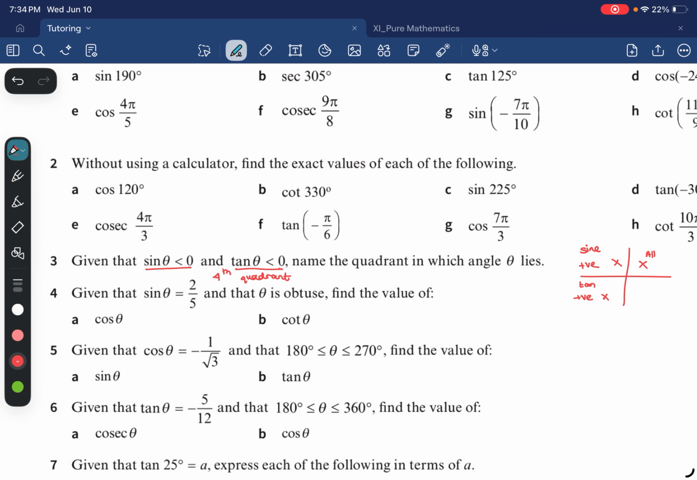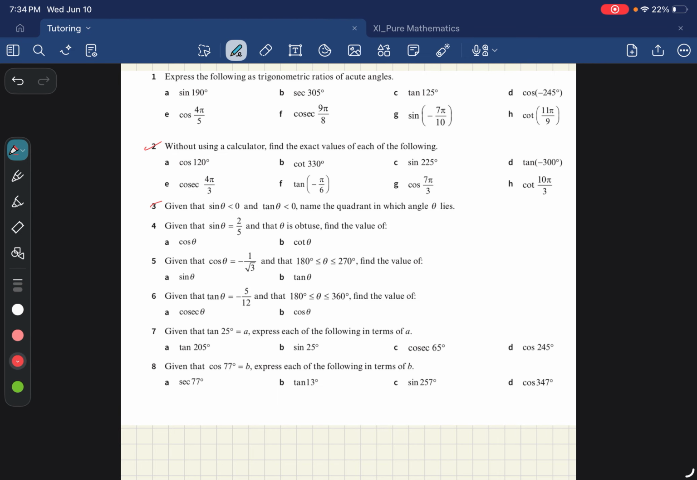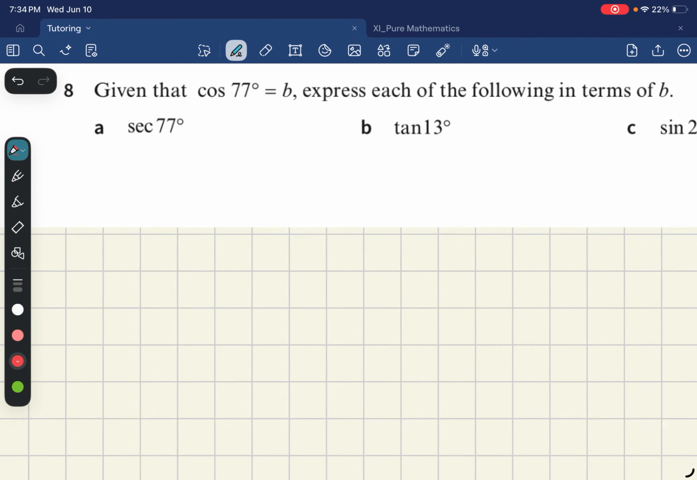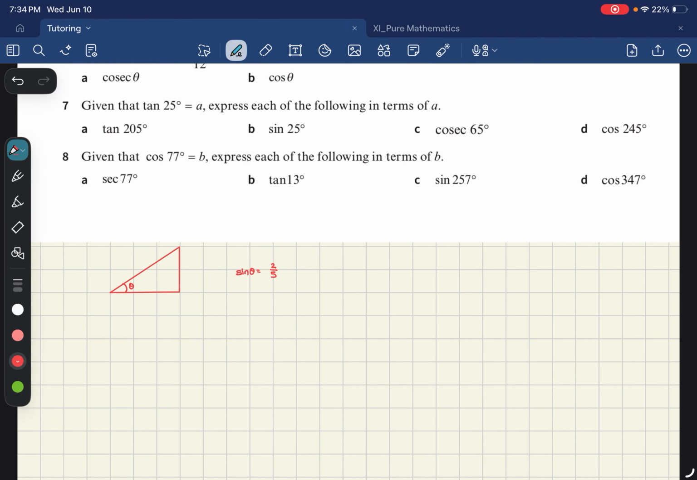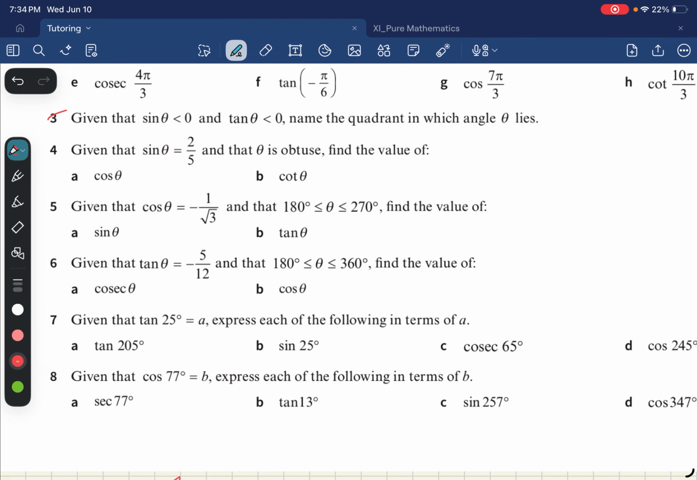All right. Question 4. So we're done with 1, 2, and 3. Question 4. Given sine theta is equal to 2 over 5. So let me just draw. All right. So let's say this angle is theta, and sine theta is equal to 2 over 5. We are always going to draw a triangle for these questions, but we are going to have some extra considerations.